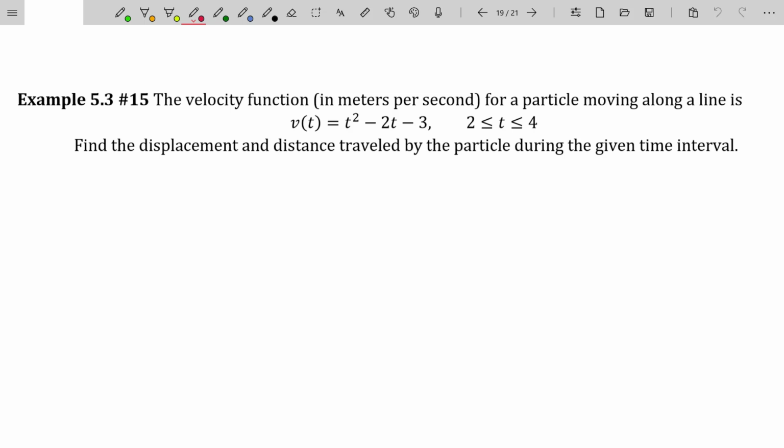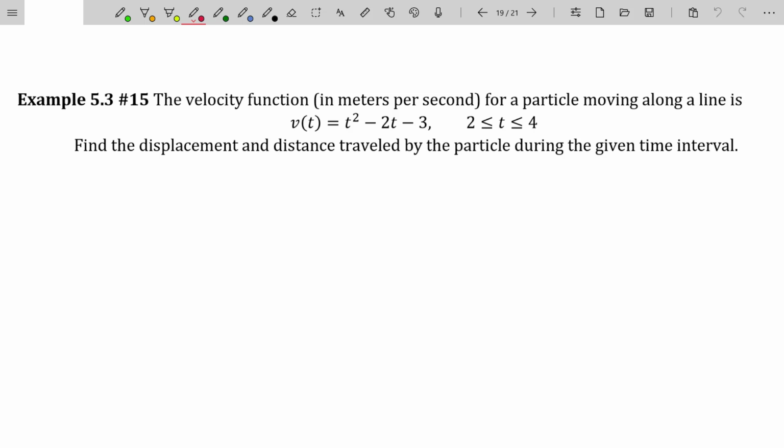The velocity function, how fast something's moving in meters per second, for a particle moving along a line is given by v of t equals t squared minus 2t minus 3, where time is going from 2 to 4 seconds. Find the displacement and the distance traveled by the particle during the given time interval. So you might ask yourself, what's the difference between displacement and distance traveled by the particle? There's a very strong difference between those.